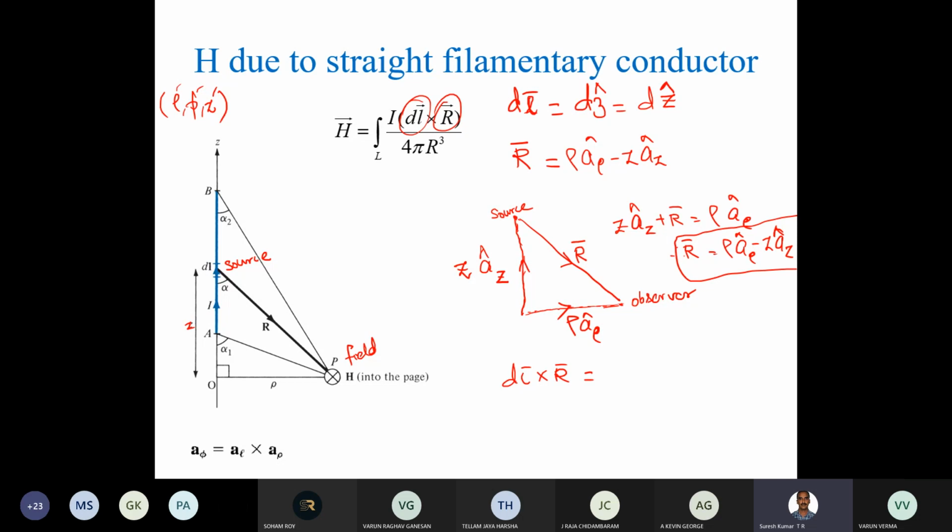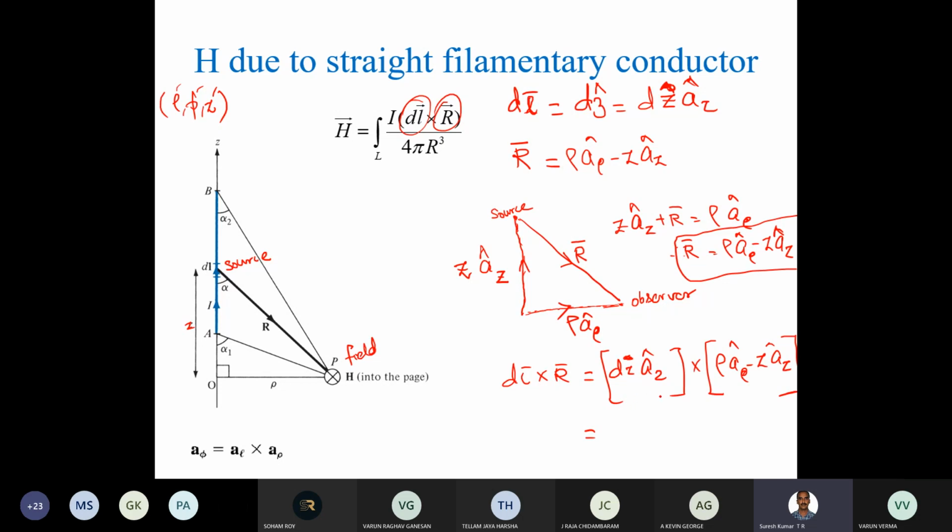In addition, if you compare with electrostatics, as the source is not a vector, there is no cross product. But in magnetostatics, the formula contains a cross product. You need to perform a cross product step. So dl vector is dz into az, cross product with r vector, rho into a rho minus z into az. Really, this is a powerful step. This particular step I am talking about.